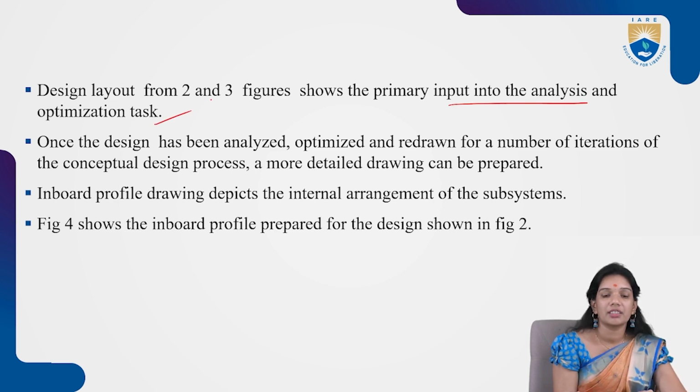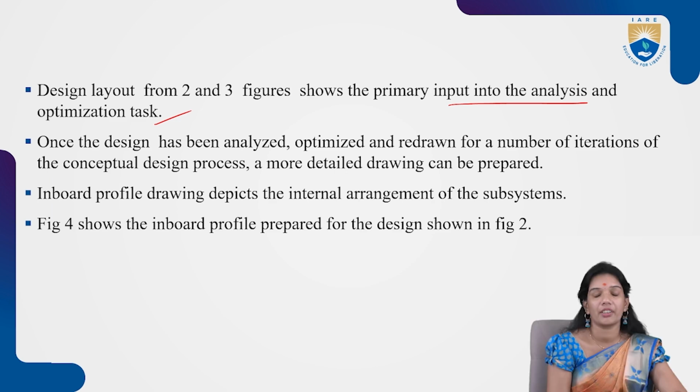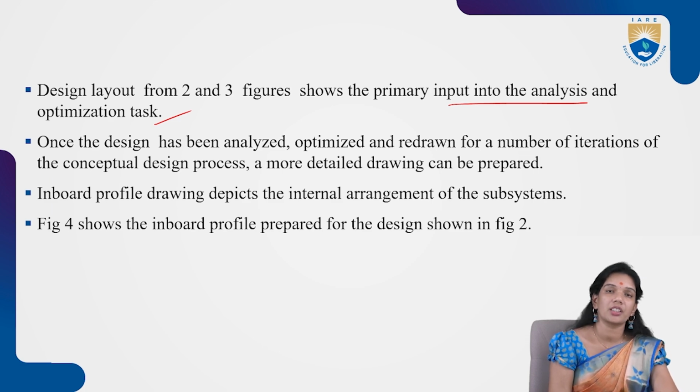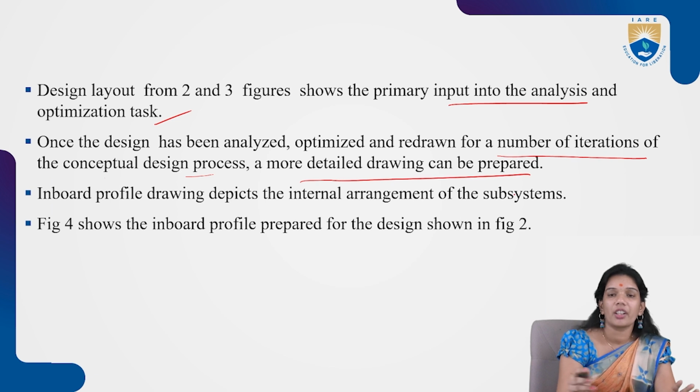So once the design has been analyzed, right? Once you have all the specialists and designers included, checking their individual portions, whether propulsion, or flight dynamics, stability and control, or aerodynamics, right? Individual designers are going to check their areas, analyze them, optimize them, and try to sort things out, and it is redrawn over a number of iterations of the conceptual design process. Then a detailed drawing can be prepared, right?